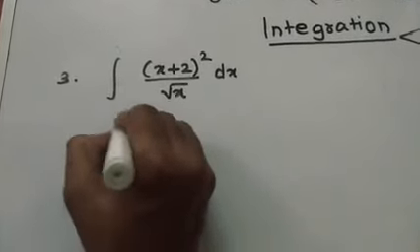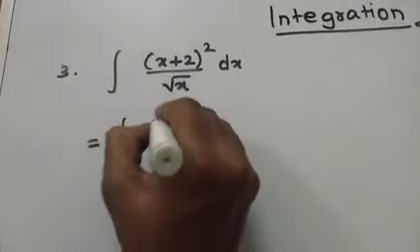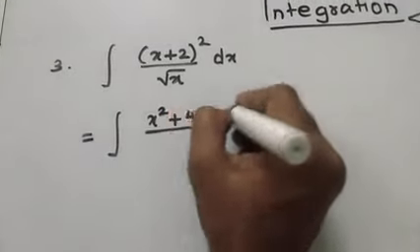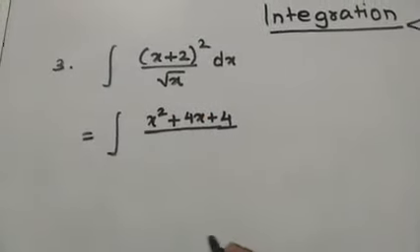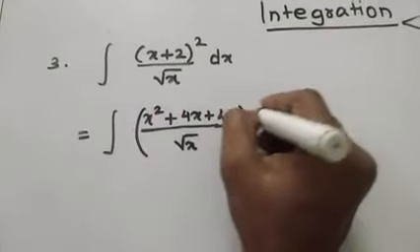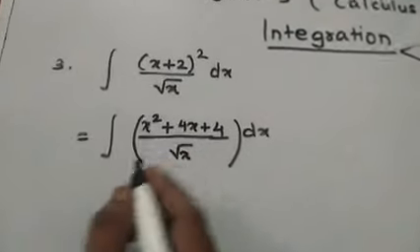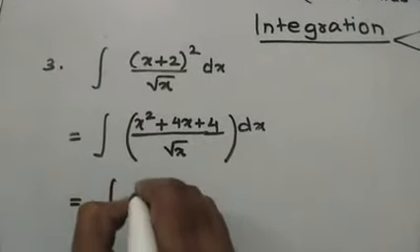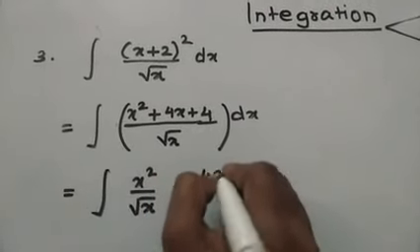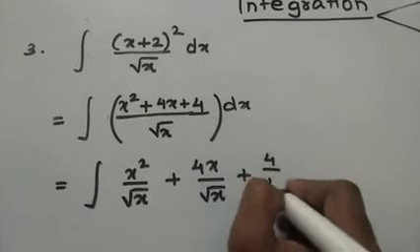So first of all, (a plus b) whole square gives x square plus 2ab, that is 4x, plus 4, divided by root x. Okay, now let us separate this: x square divided by root x, plus 4x divided by root x, plus 4 divided by root x.